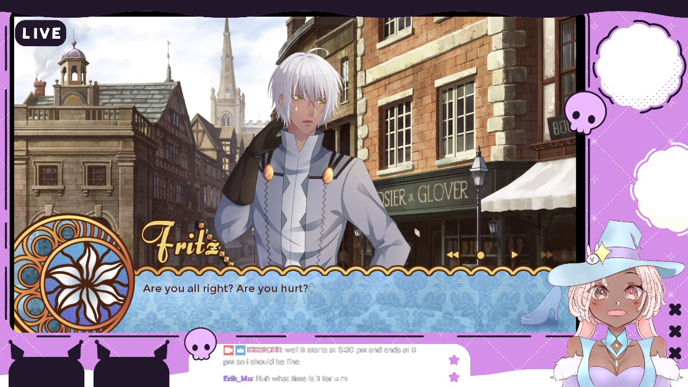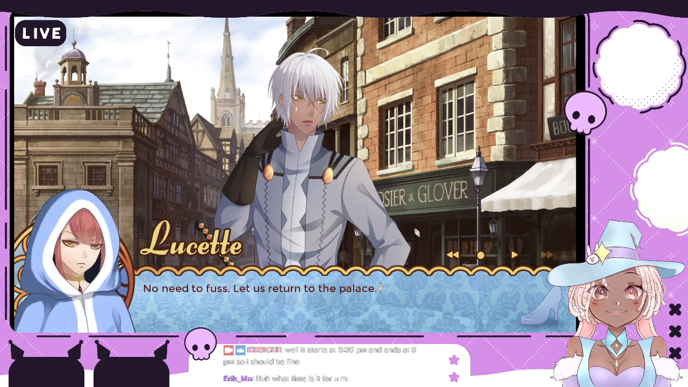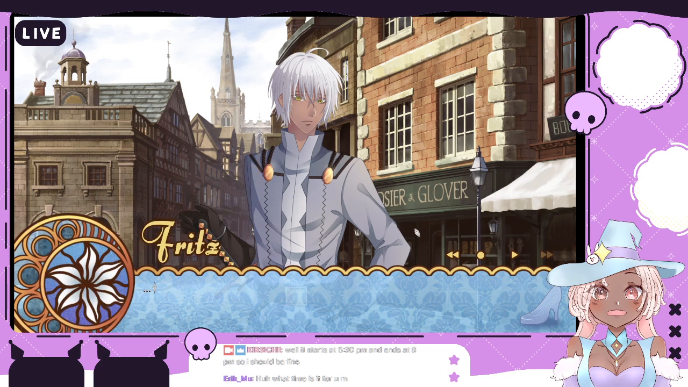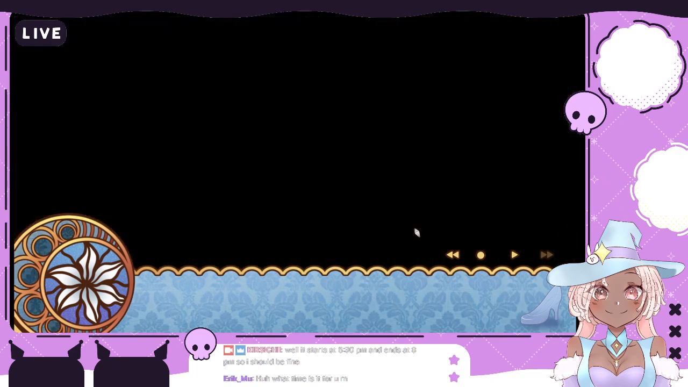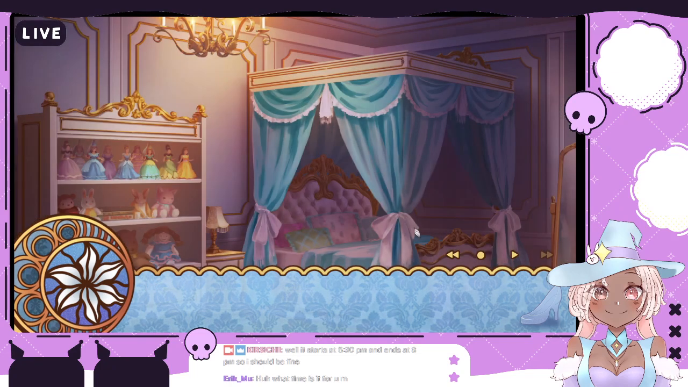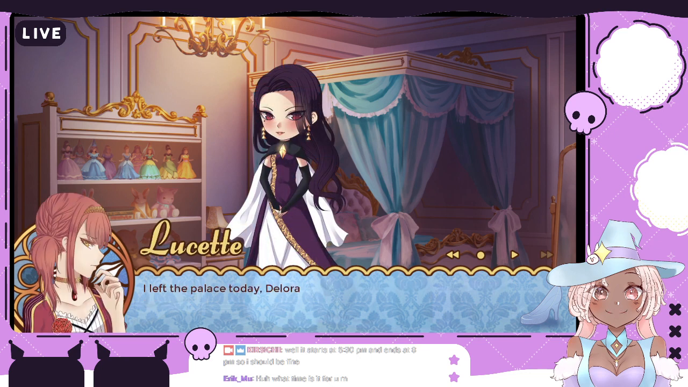Princess, are you alright? Are you hurt? I brush him off and turn away. No need to fuss. Let me return to the palace. Leaving the palace was physically and mentally draining. My bed is welcoming to my unusually heavy body. I turn my head and meet Dolores, glassy glazed from where she sits on my shelf. I left the palace today, Dolores. It was the same as all those years ago.